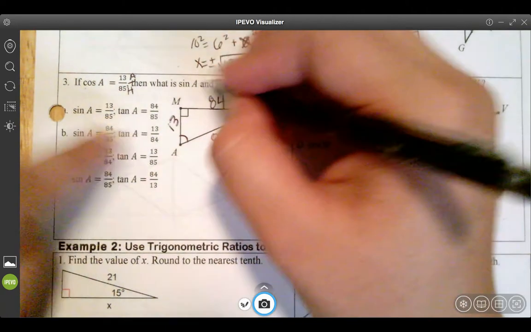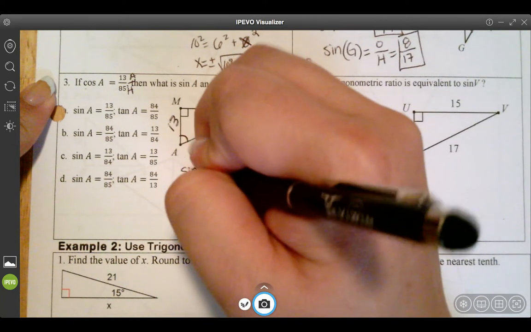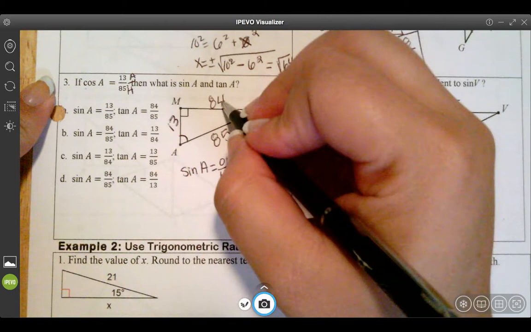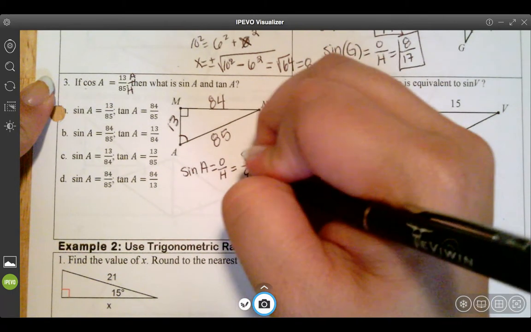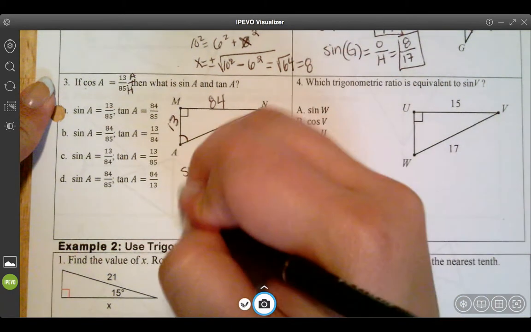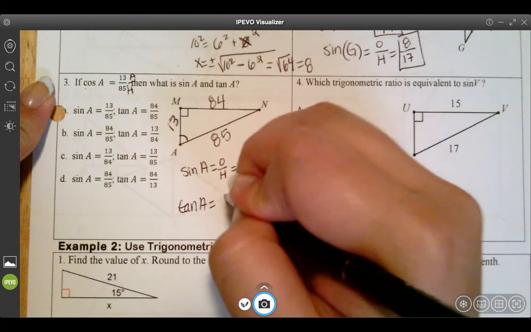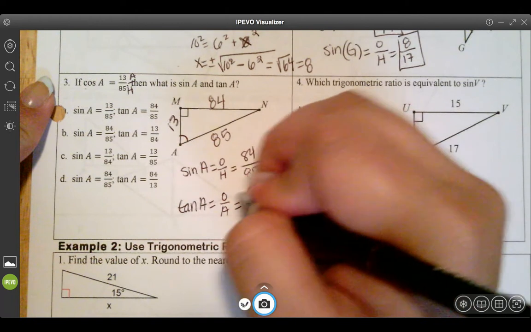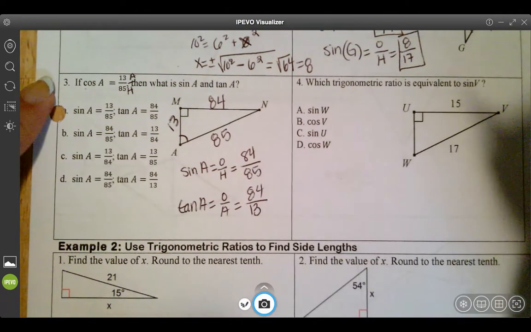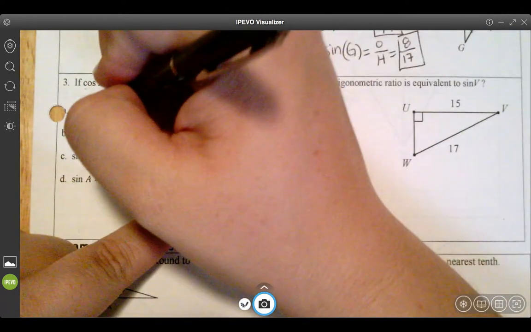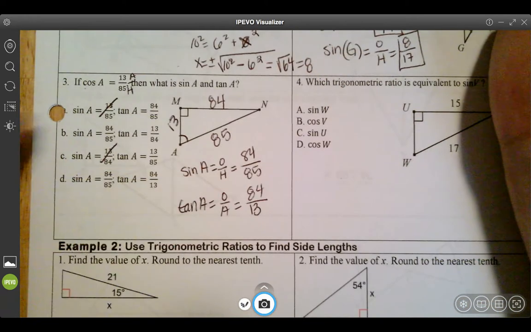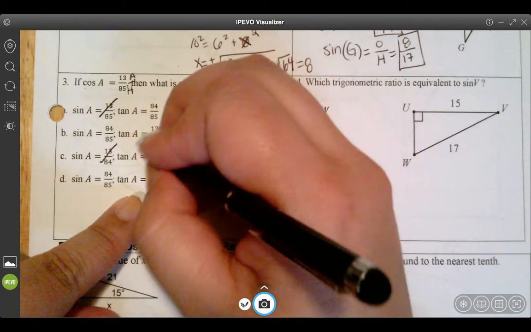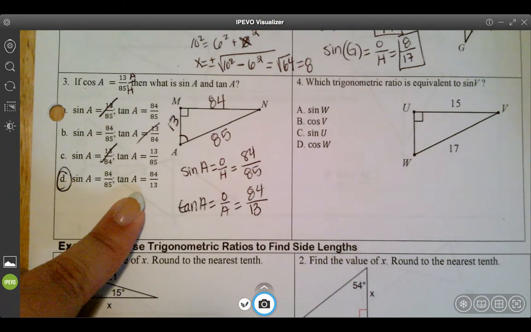So we want to find sine and tangent. Sine of A, so opposite is 84 over 85, the hypotenuse. And tangent, TOA, is opposite over adjacent. So looking at this, sine does not have 13, so it can't be that one and that one. It's got to be B or D, so we look at tangent for those. 84 over 13, not 13 over 84, so it must be D.